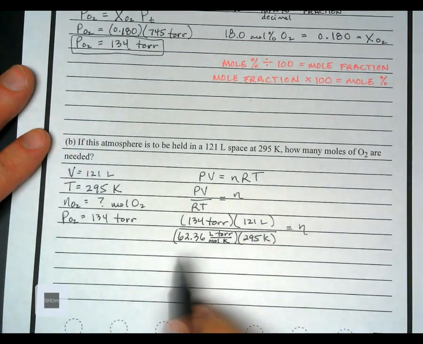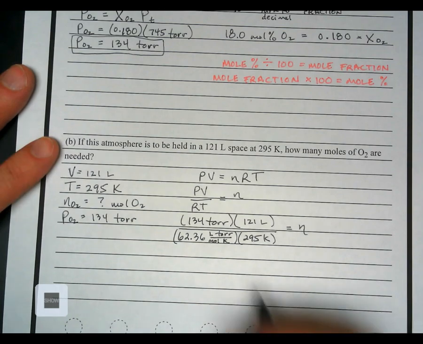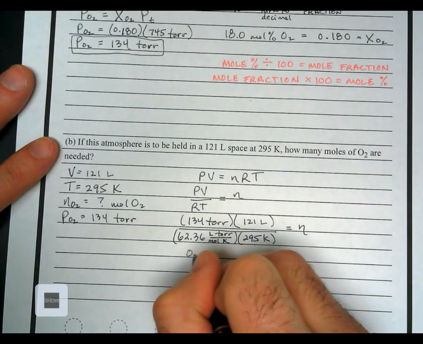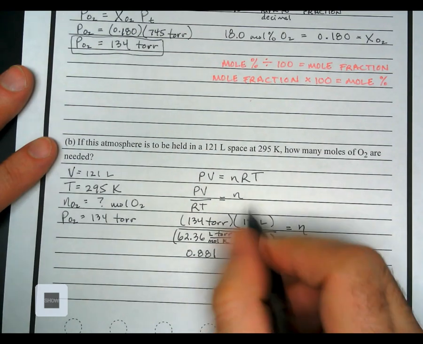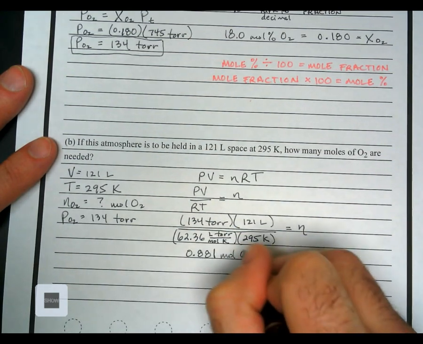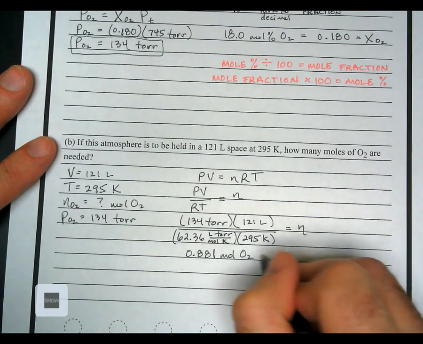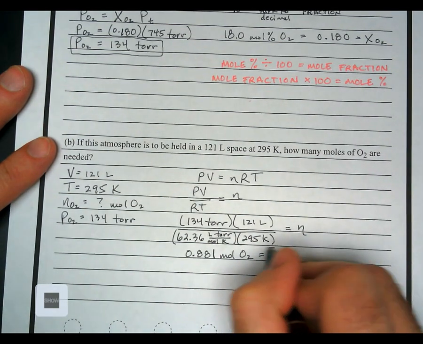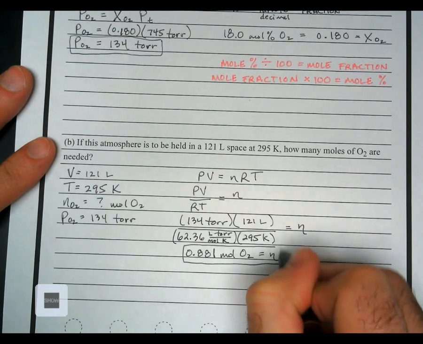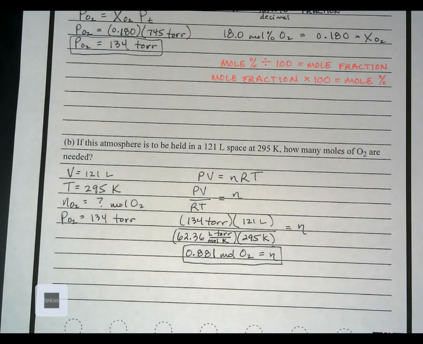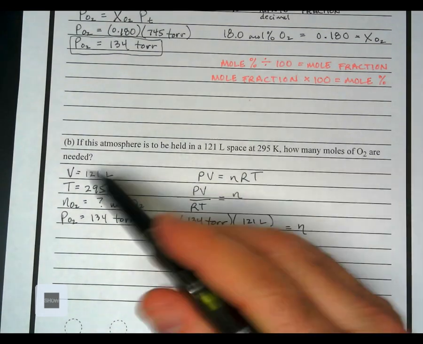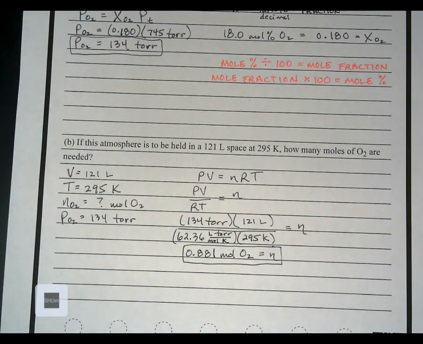We do the math, and it comes out to 0.881 moles of O2 as our answer. That one's really just a straightforward PV = nRT, but you have to watch and know what you're talking about in terms of your units. Any questions on that one?